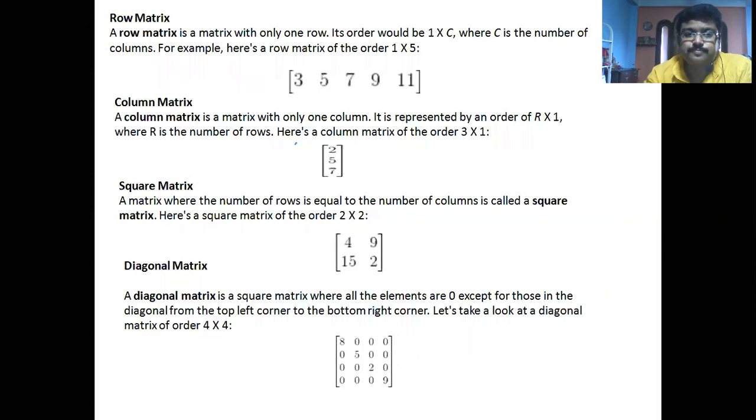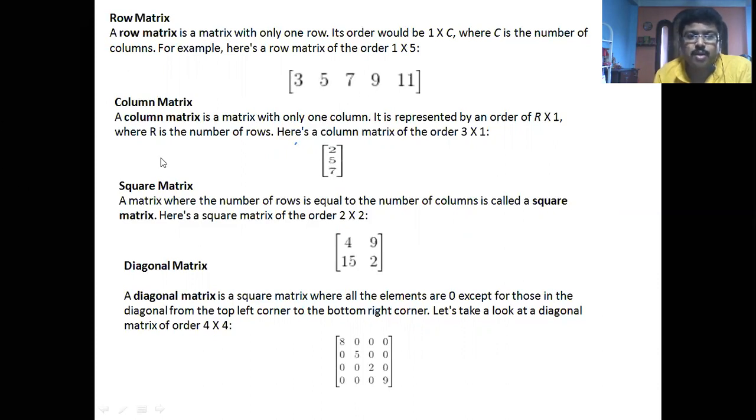Okay. Now row matrix. A row matrix is a matrix that has one row. Its order would be 1 multiplied by C, where C is the number of columns. For example, look, this is 1, 3, 5, 7, 9 within a bracket, and here is a row matrix of order 1 multiplied by 5. It means there are 5 columns and 1 row.